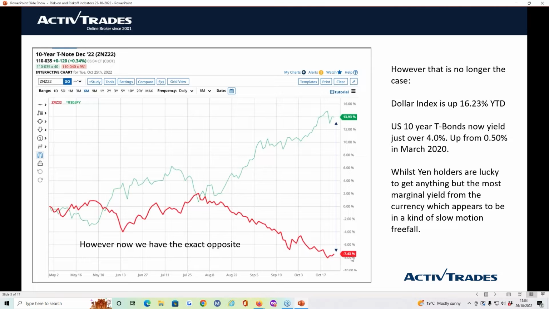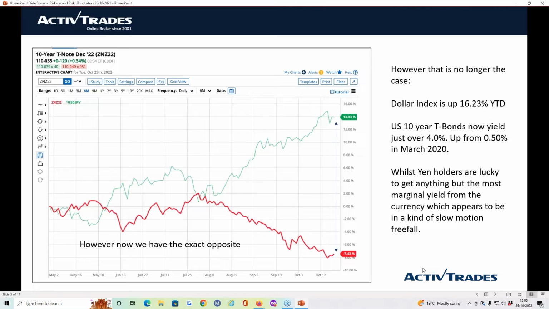So these are now no longer instruments that we can rely on to be a guide to whether the market's risk on or risk off, and so we've really got to park them for now. Whether they'll come back remains to be seen. I think in this period of higher interest rates, T-bonds certainly may start to look attractive from a yield basis, but there's no guarantee that they won't be cheaper and yielding more come next Thursday morning after the FOMC, for instance. As to the yen, holders of the yen are lucky to get anything but the most marginal yield from the currency now.